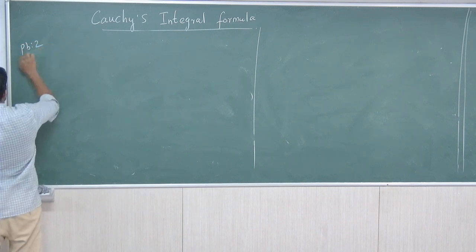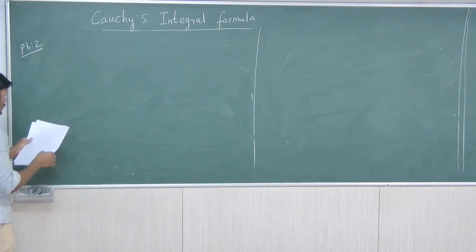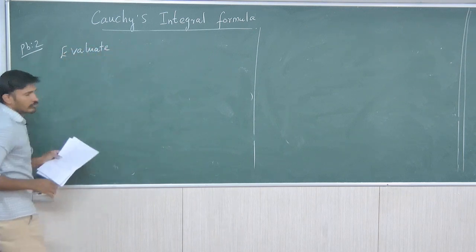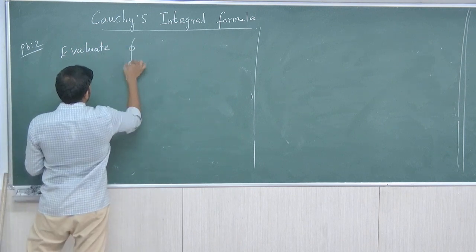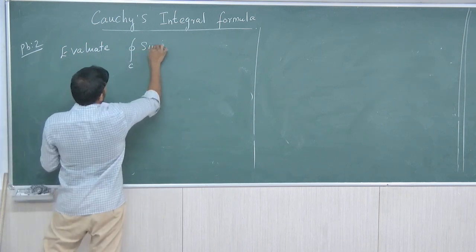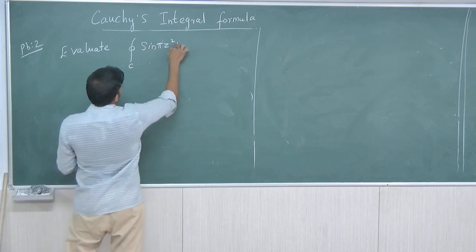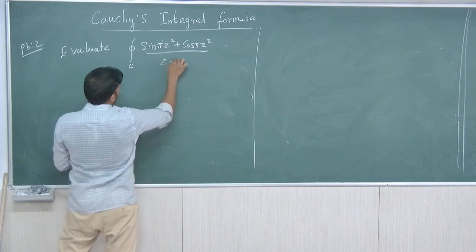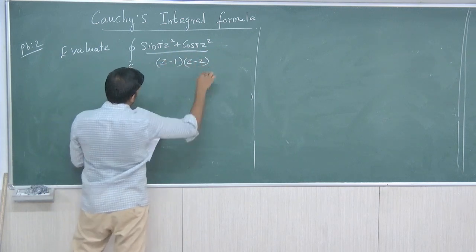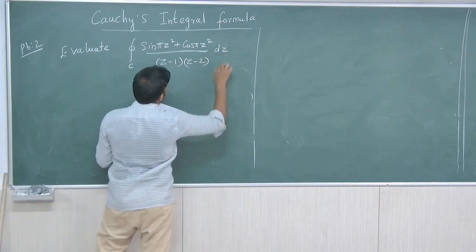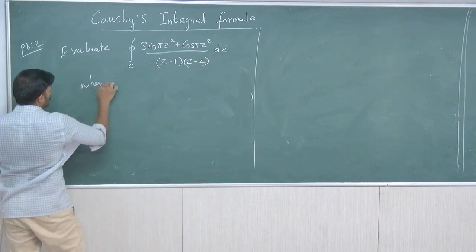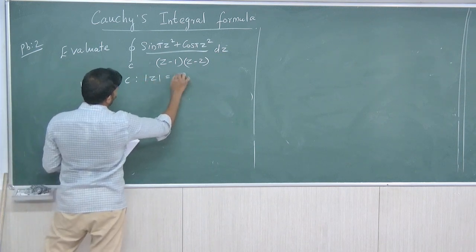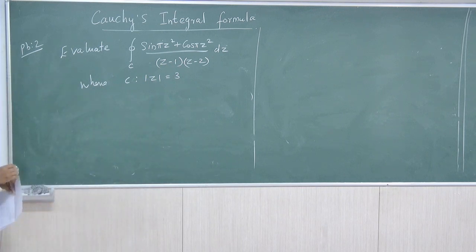Second problem, evaluate integral over C of sin pi z square plus cos pi z square divided by z minus 1 into z minus 2 dz, where C is a closed circle, modulus z equal to 3, right?